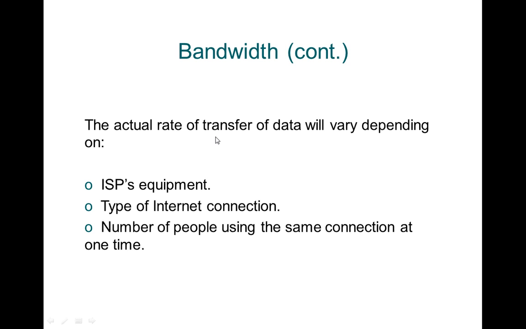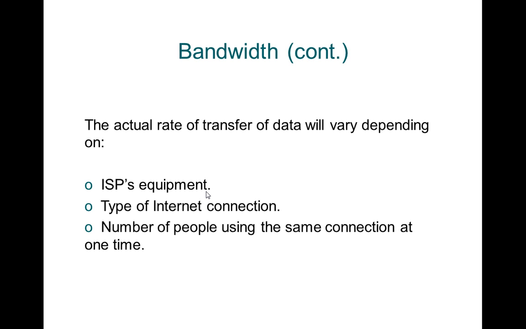Next, the actual rate of transfer of data will vary depending on the ISP equipment. Suppose I am using the ISP, that is Internet Service Provider, of MTNL. So there is a different bandwidth for my connection. Suppose my friend is using an internet connection from Vodafone. So there is a different bandwidth.